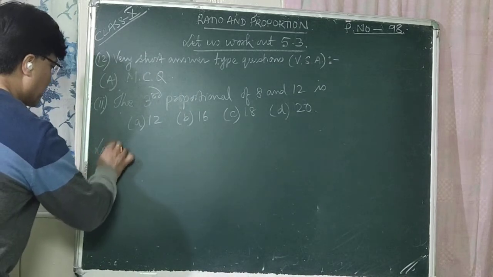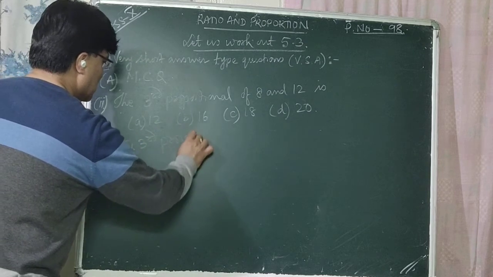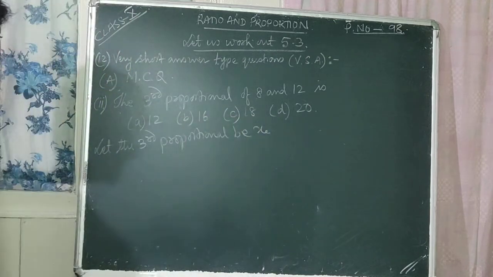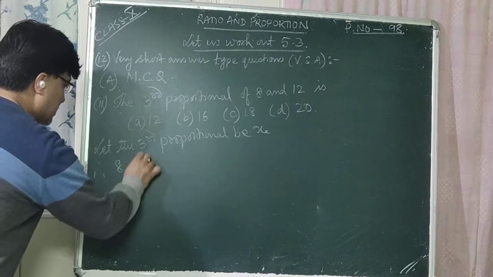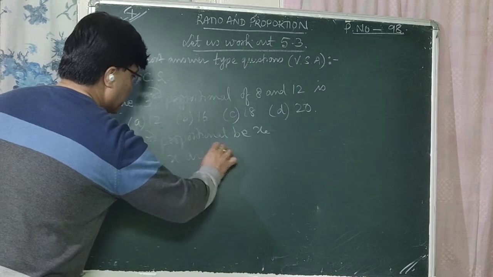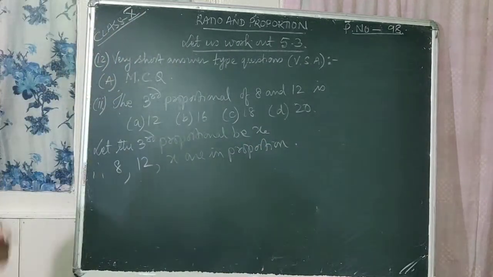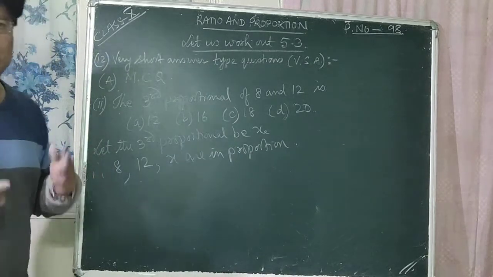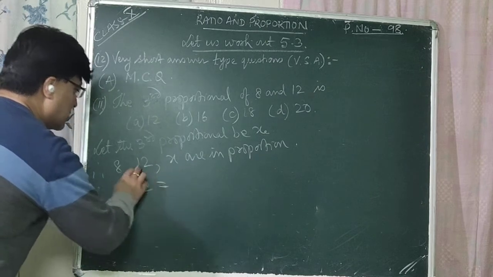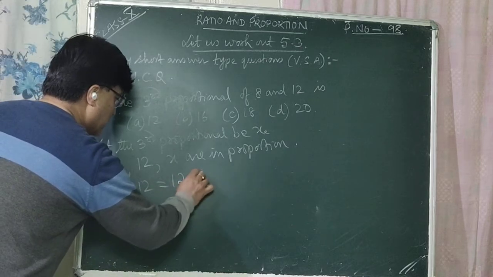So let us assume, let the third proportional be x, right? That means these are the first two given numbers, 8, 12, including x, are in proportion now. So what can you write? Here the middle term will be repeated twice. That means ratio of 8 is to 12 is equal to, 12 is repeated again for the second ratio. That is 12 is to x.